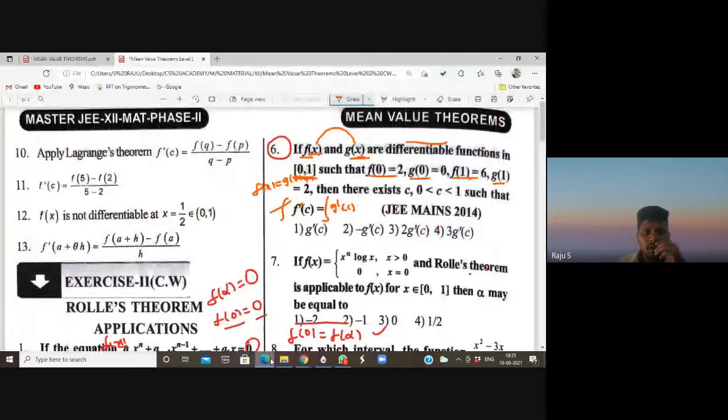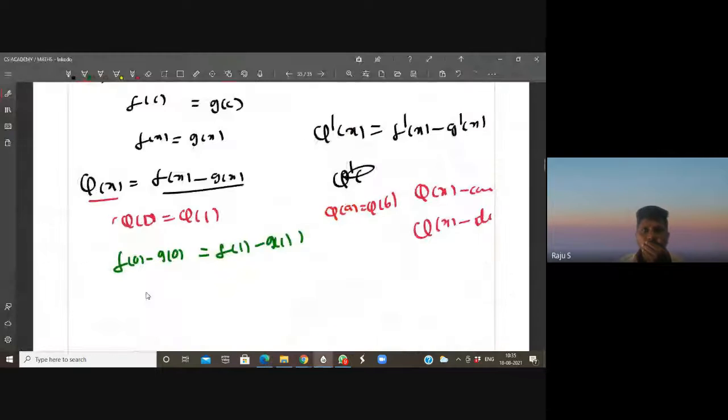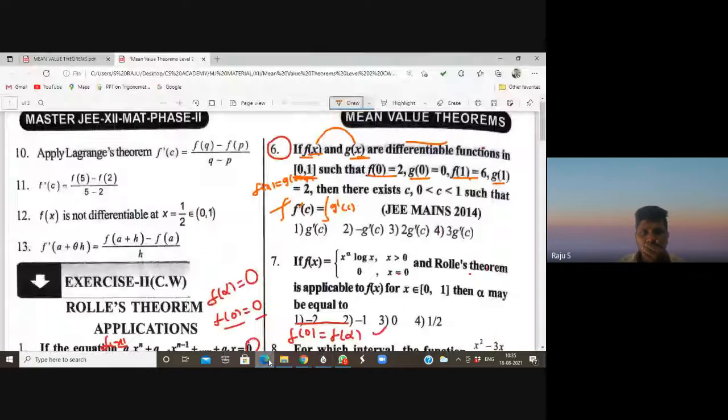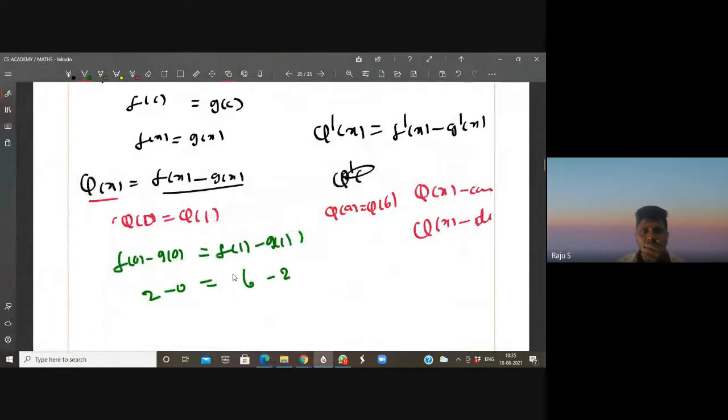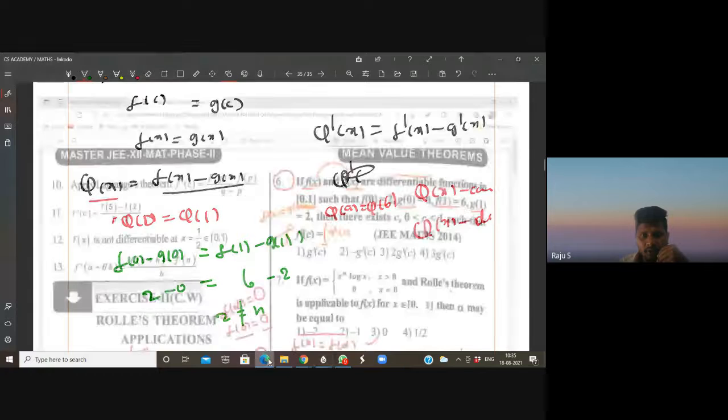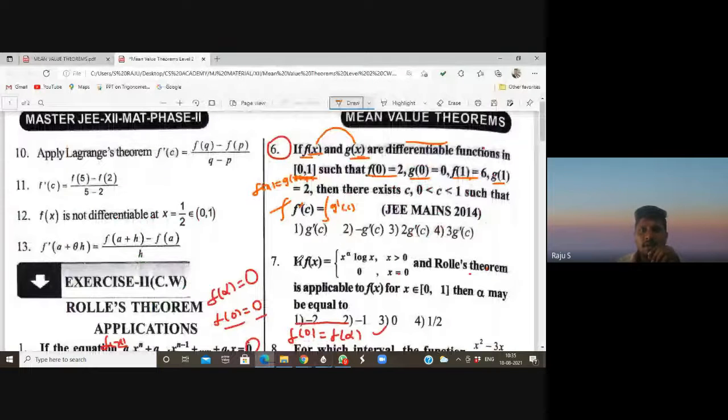What is f of 0? 2. So here 2 minus 0 is equal to f of 1, which is 6, minus 2. Will both be equal? Is 2 equal to 4? No. So when I consider f dash of c equal to g dash of c, then f of x equals g of x when you integrate. So in that case, it is wrong. Even with minus g dash of x, it won't work.